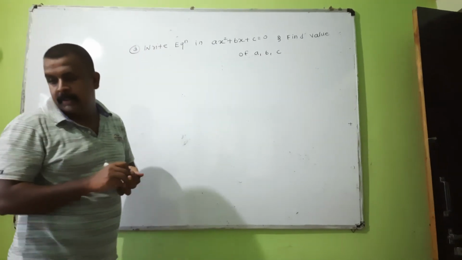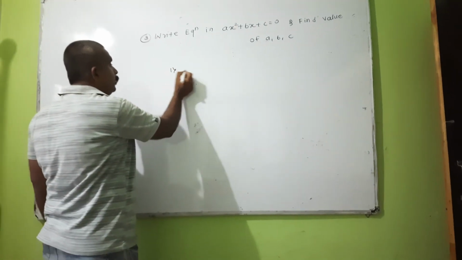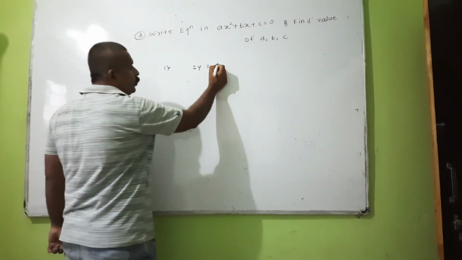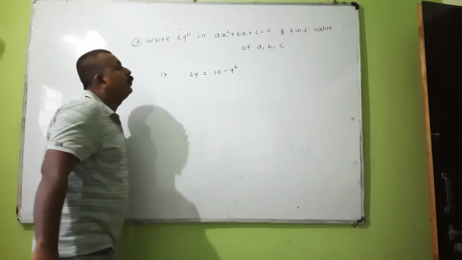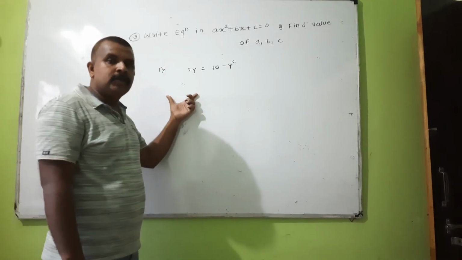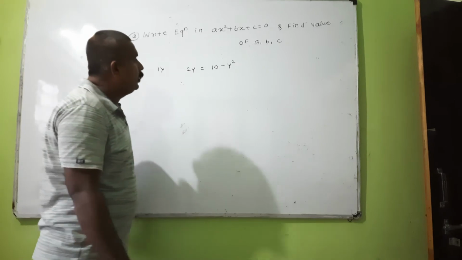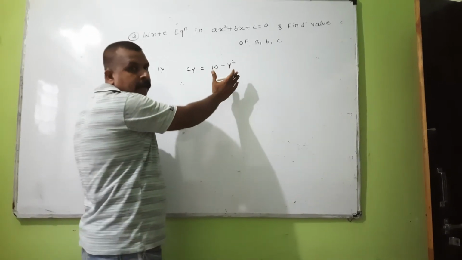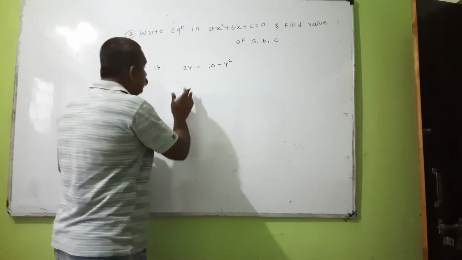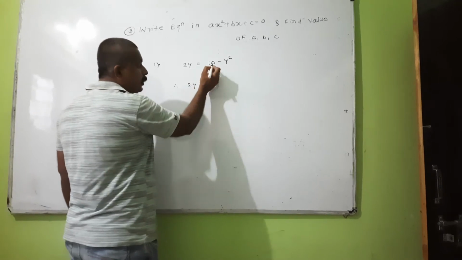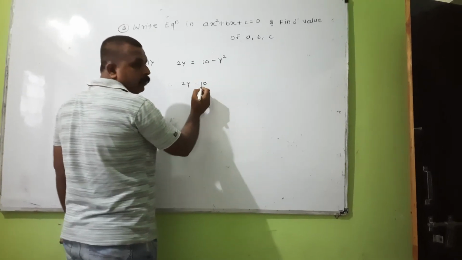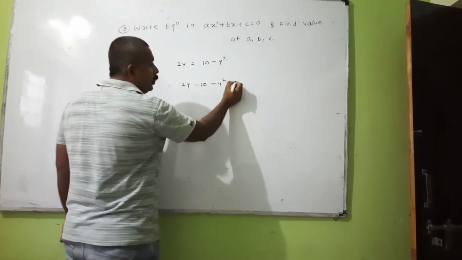So just take an example. The first example is 2y equal to 10 minus y square. When we convert the given equation into standard format, which is also called the general format, you shift all the quantities present on the right side toward the left side. When we shift the quantities, we change the sign. So 2y remains as it is. First of all, we shift the 10, so plus 10 becomes minus 10, and this minus y square becomes plus y square equal to 0.